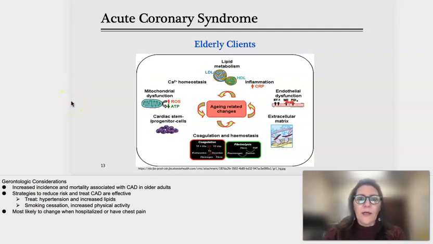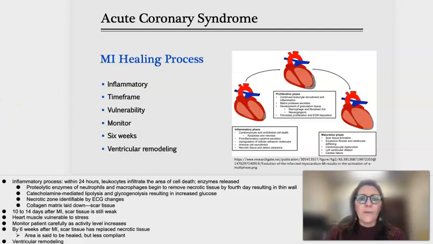So with our elderly clients, they have an increased risk and mortality with coronary artery disease, and so how can we help them? We want to make sure we treat their hypertension, we want to treat their hypercholesterolemia, help them to stop smoking and get some exercise. So here's what we need to look at: their lipid metabolism, their mitochondrial function, and so these are all age-related changes. Okay, so make sure you take a longer look at that when you go back.